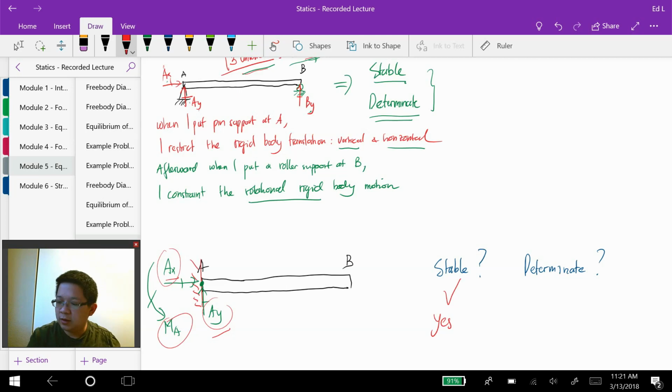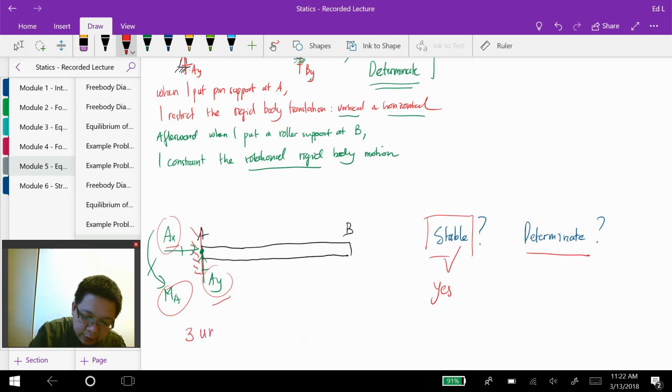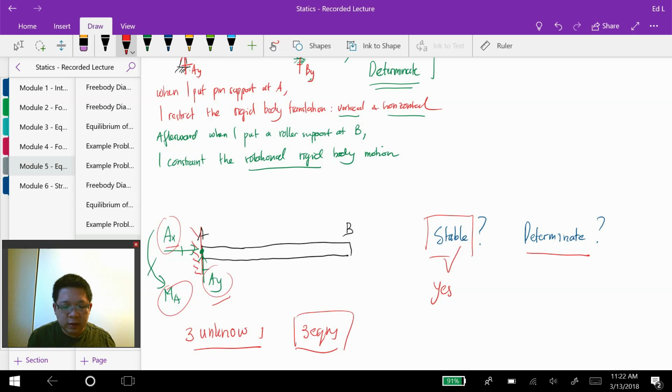So the answer to this, once we have a fixed support, yes, we have a stable structure because we already constrain the vertical and horizontal motions and rigid body rotation. And then, is it determinate? Well, in here we have three unknowns, and we know we can write three equations, three equilibrium equations. Then the answer is yes.